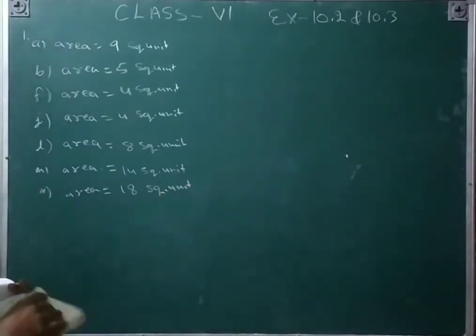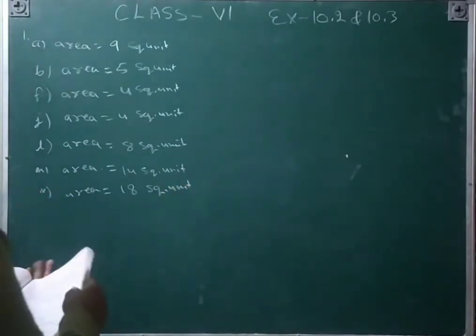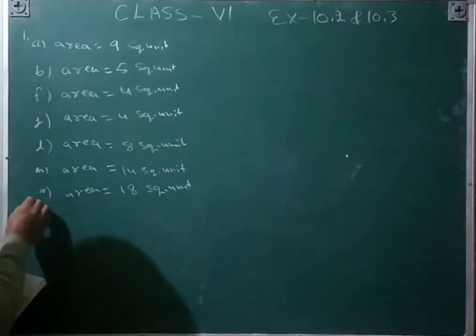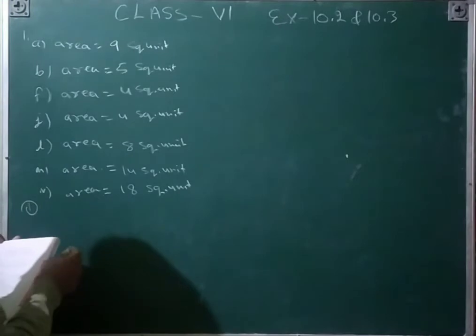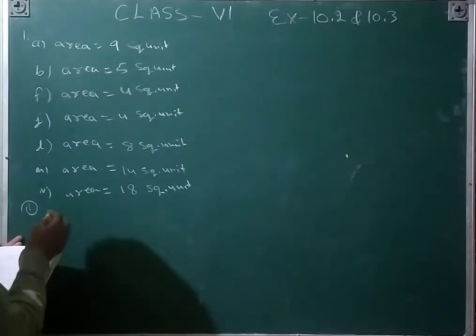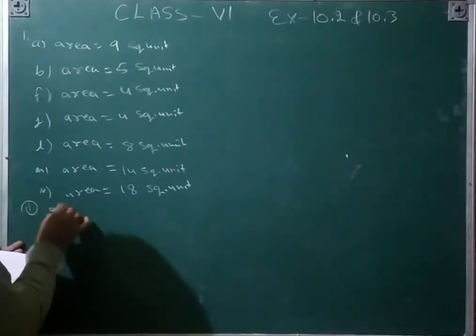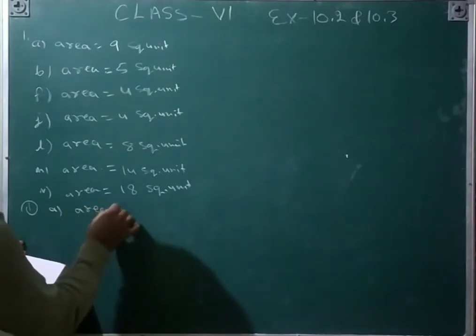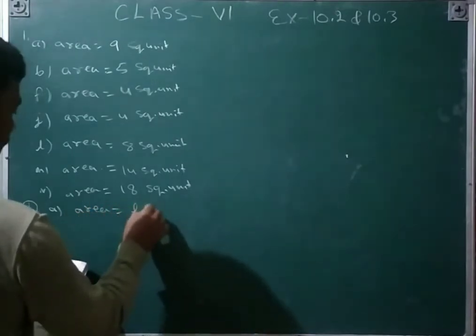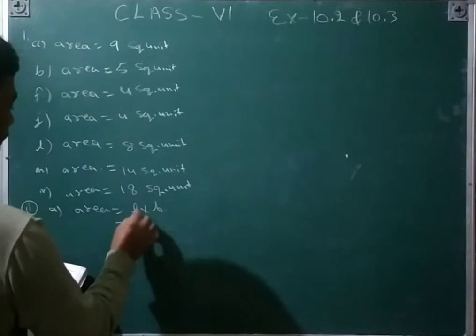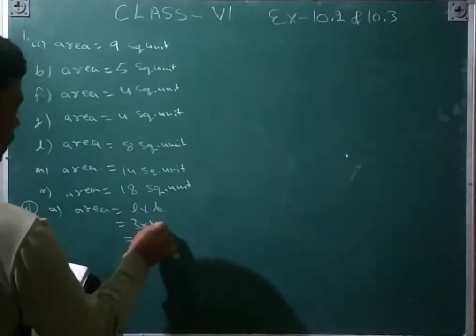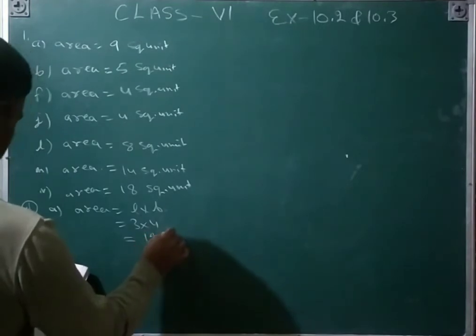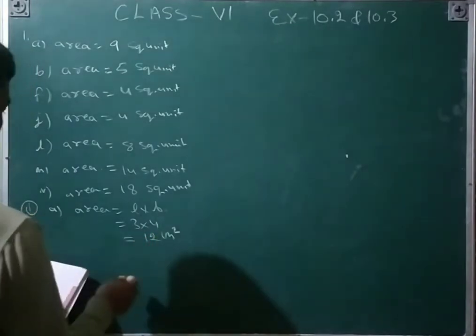And then exercise 10.3. First question is: find the area of a rectangle whose sides are given. So that A part, area is equal to L into B, length multiply breadth. So that is 3 into 4, so 3 4s are 12. That is centimeter square.